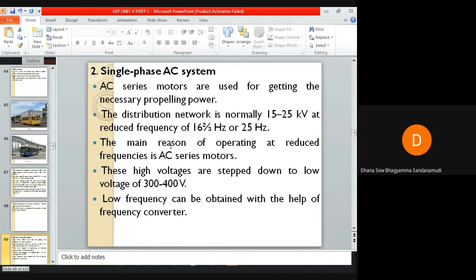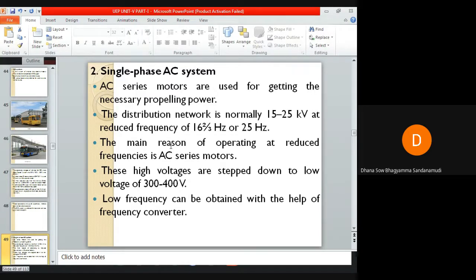Single phase AC system is mainly preferred for mainline services where the cost of the overhead structure is not of much importance. So if the overhead line cost is not of much importance, in such places we can use single phase AC system. Moreover, rapid acceleration and retardation is not required for suburban services.